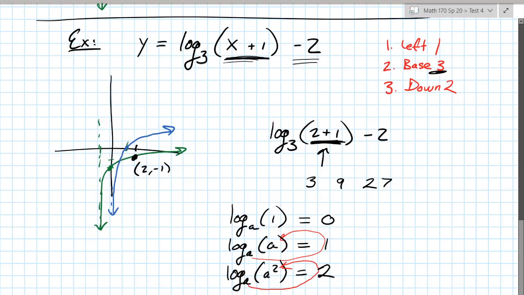Another convenient value would be if the inside were 9, that is, 8 plus 1 gives me 9. Log base 3 of 9 is 2. 2 minus 2 is 0. So over here would be the point 8, 0.